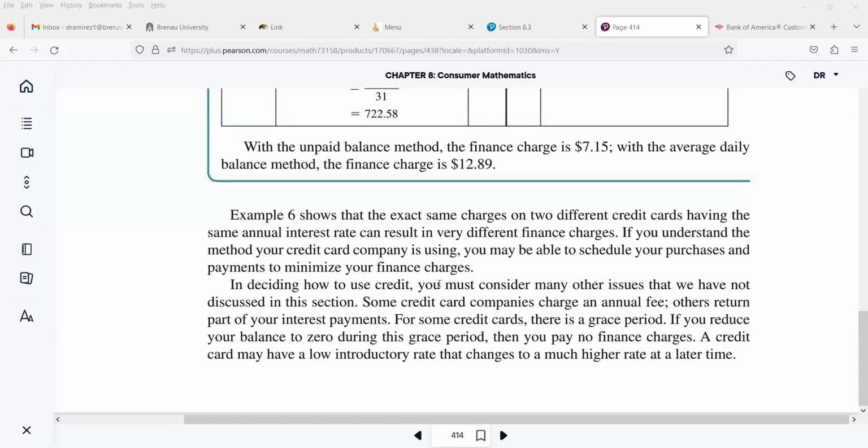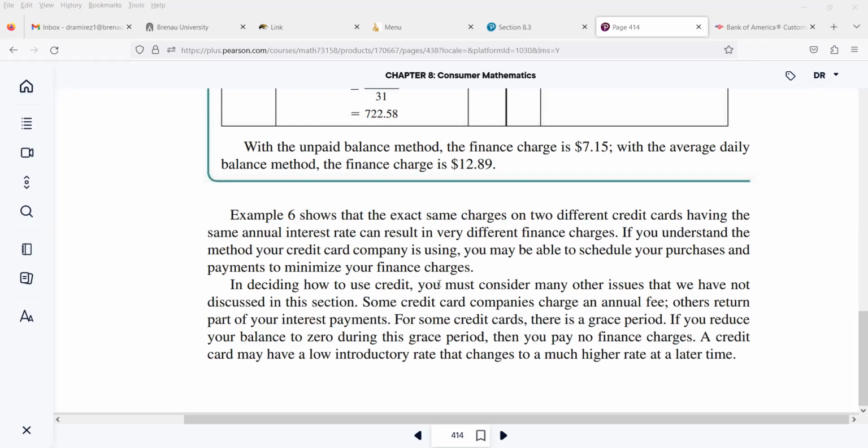So one last thing, I'm just going to read the last part. Example 6 shows that the exact same charges on two different credit cards having the same annual interest rate can result in very different finance charges. If you understand the method your credit card company is using, you may be able to schedule your purchases and payments to minimize your finance charges, or not only minimize them, but avoid them. In deciding how to use credit, you must consider many other issues that we have not discussed in this section. So the advice is to have a credit card, but use it wisely. And don't use your credit card to spend money that you don't have.